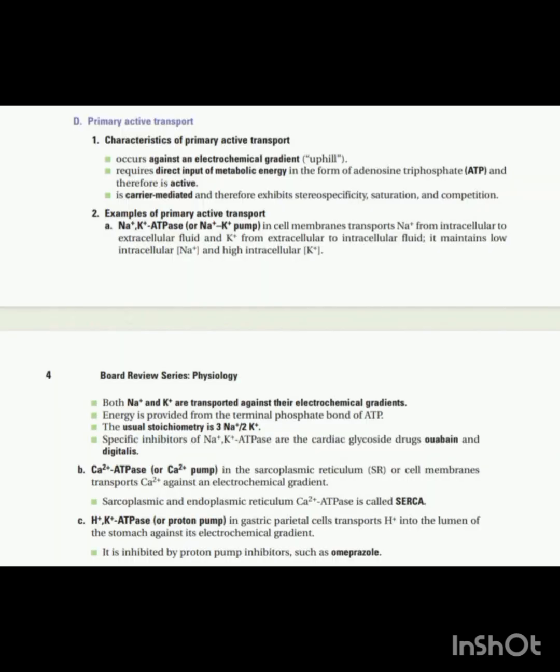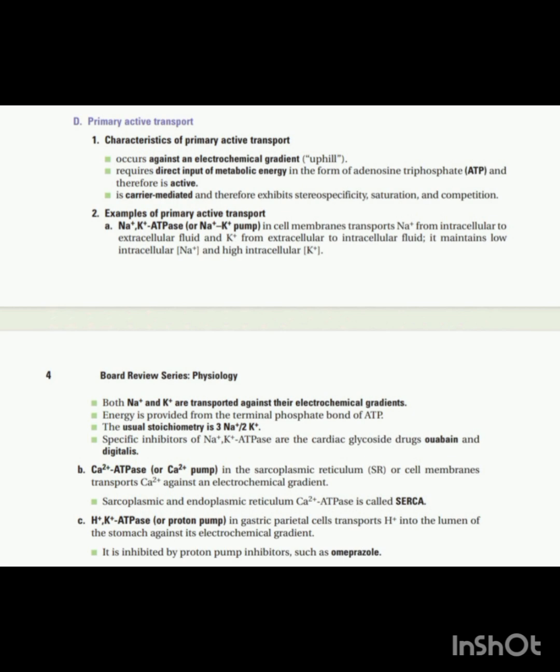Okay, back to BRS Physiology. The sodium potassium ATPase pump in cell membranes transports sodium from intracellular to extracellular fluid, and potassium from extracellular to intracellular fluid. It maintains low intracellular sodium and high intracellular potassium. Both sodium and potassium are transported against their electrochemical gradients, and energy is provided from the terminal phosphate bond of ATP.